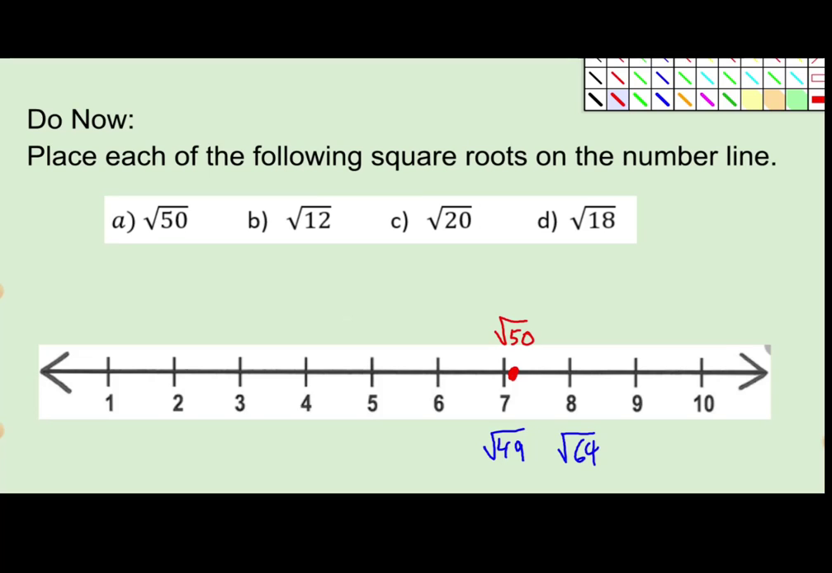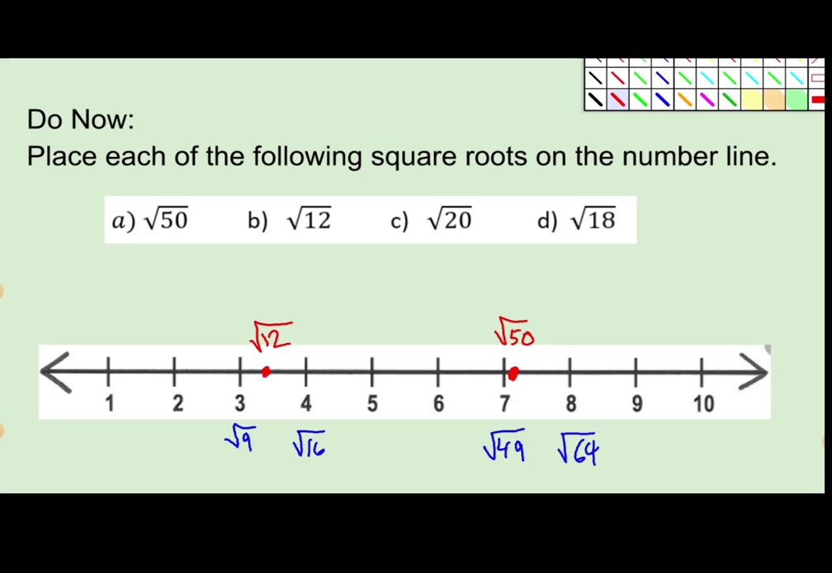All right, so that's what you're doing for these problems. Square root of 12, let's think about 12. Where is 12 going to be? 3 times 3 is 9, 4 times 4 is 16. So the square root of 9 is 3, the square root of 16 is 4. So 12 will be in between here somewhere, maybe closer to the middle. And again, we're just estimating right now.